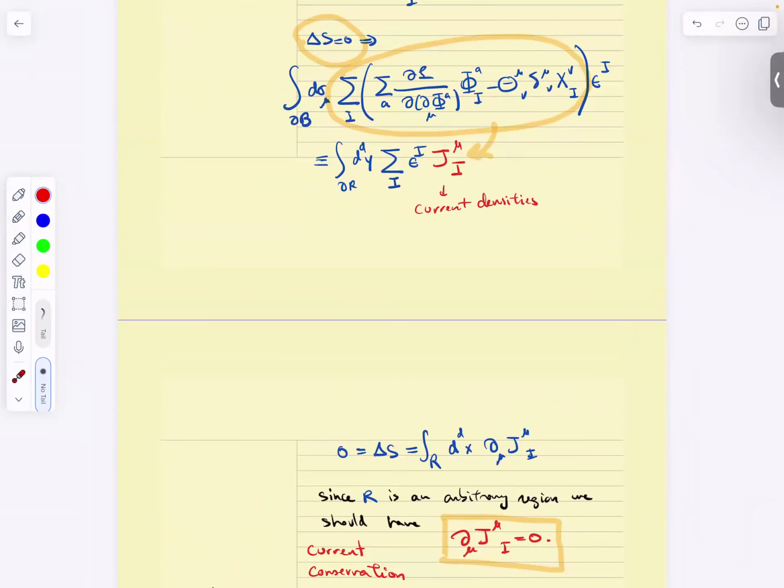I know that I went through this way too fast and I did a poor job. I'll try to review it better next time. But this integrand will have to vanish. We're going to give this a name, j mu of I. One way you could check that this is satisfied is if it satisfies this current conservation law. However, if this vanishes, it must satisfy this, as I'm going to argue using Stokes' theorem.